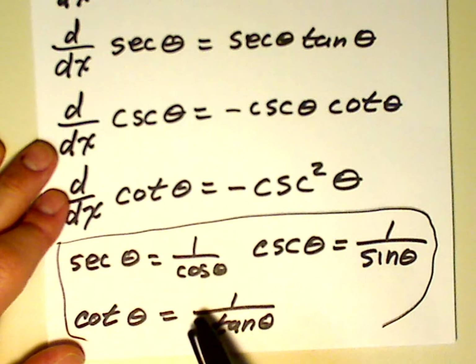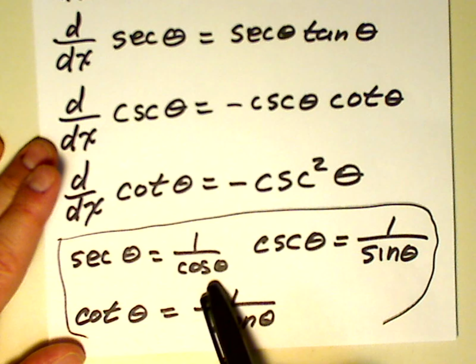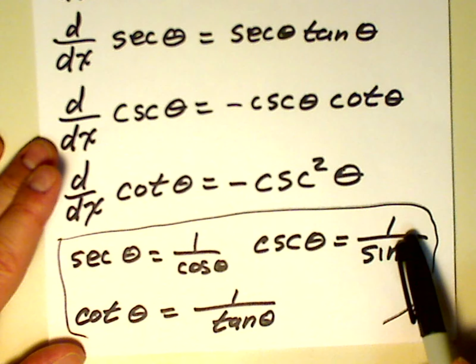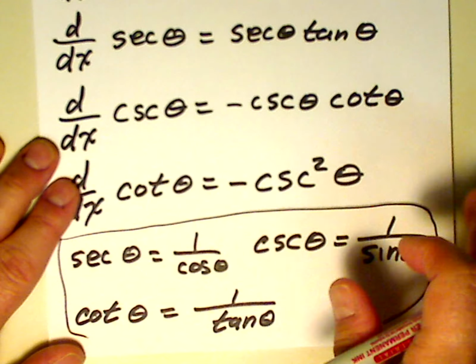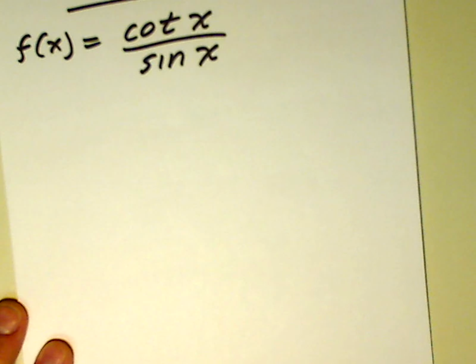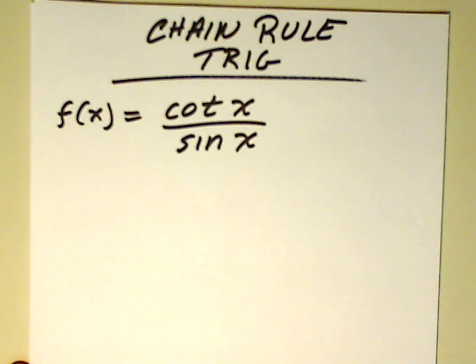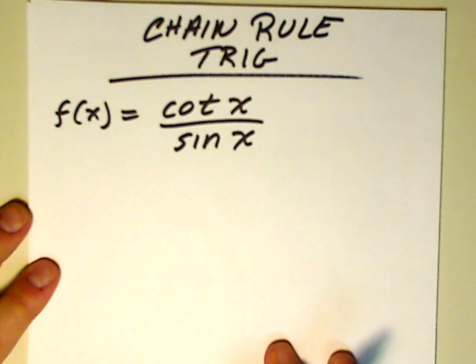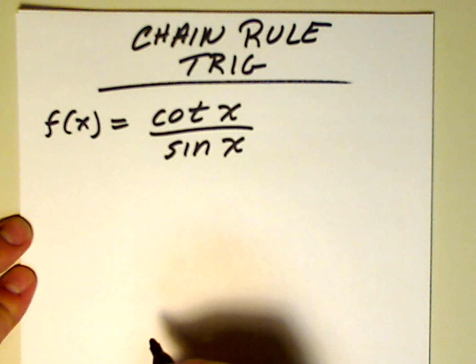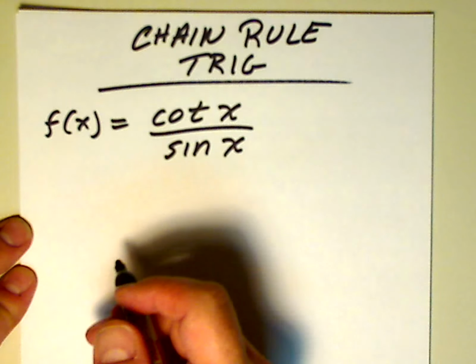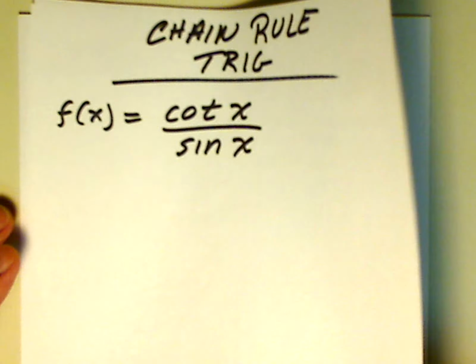And I want to remind you that secant is equal to 1 over cosine, cosecant is equal to 1 over sine, and cotangent is 1 over tangent. Now, having done that, let's take a look at this problem. So, f of x equals cotangent x divided by sine x. Let's go ahead and differentiate this using the quotient rule.